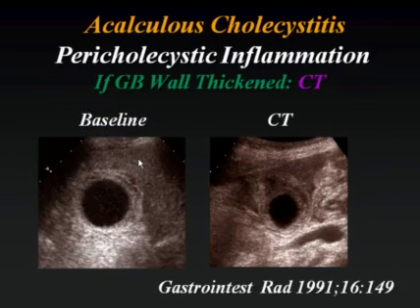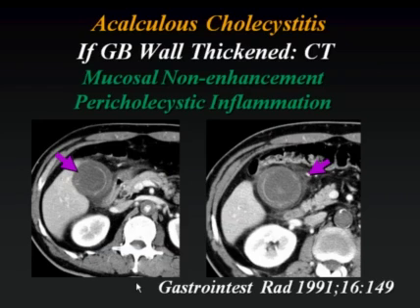But what if you start out with a very thickened wall right off the bat, if your baseline is thickened? Well, we've reported that CT in these patients is really the way to go. And what you're looking for are areas of mucosal ischemia. Here's the normal enhancing mucosa. The wall's very thickened, but there are large regional areas of mucosal ischemia.